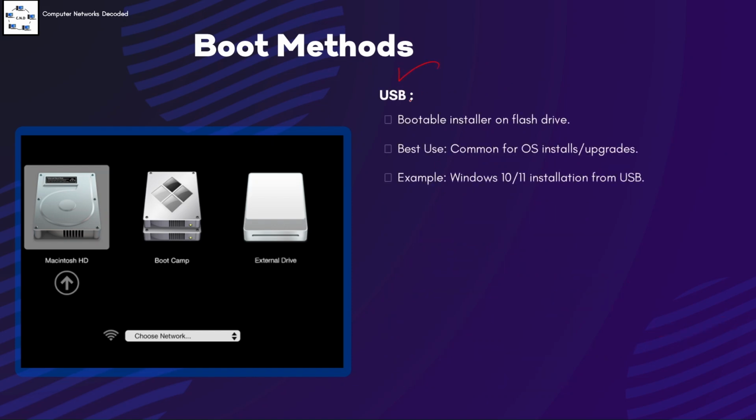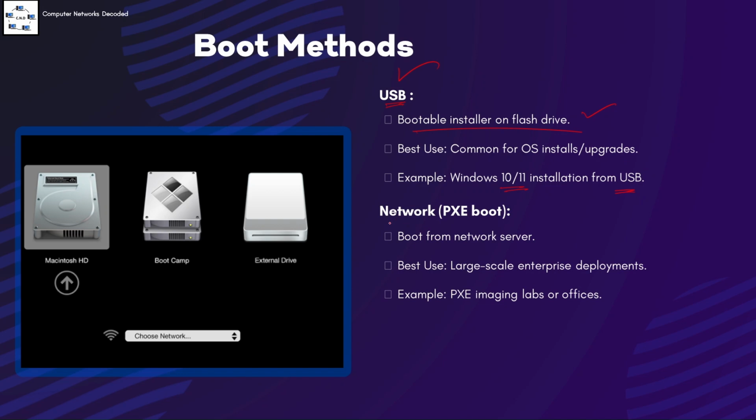Another boot method, the most commonly used, is through USB. So it is a bootable installer on a flash drive and it is commonly used for OS installation and upgrade. For example, installing Windows 11 or Windows 10 from USB. Another method is network or PXE boot. In this case, you boot your device from a network server and it is used in large scale enterprise deployment, for example, PXE imaging in labs or offices.